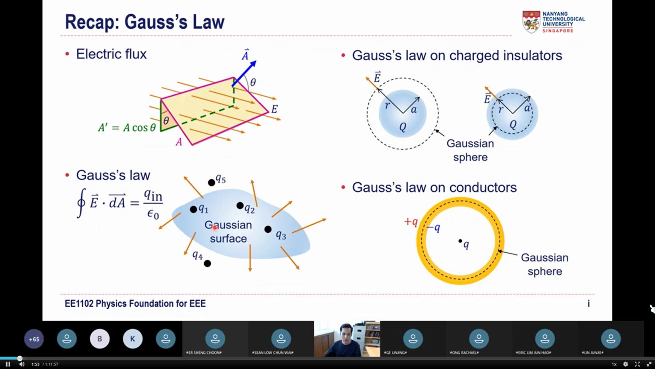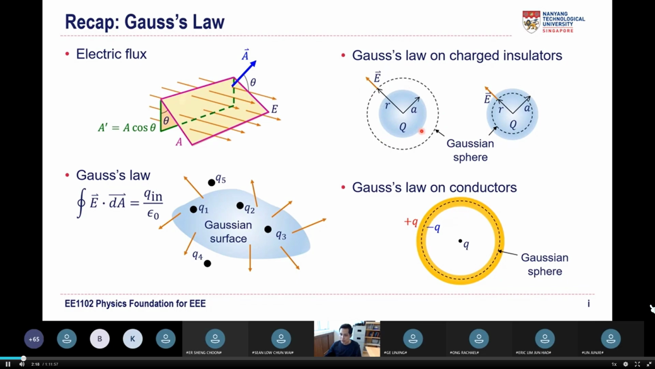It's a constant. In this diagram, you can see that only Q1, Q2, Q3 will contribute to the net flux through the closed surface, whereas Q4 and Q5 will not play any role in the net flux.